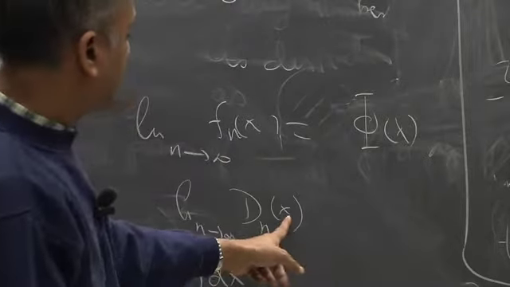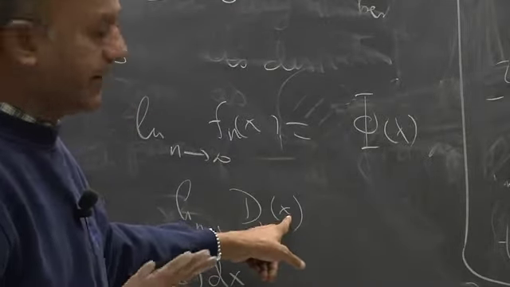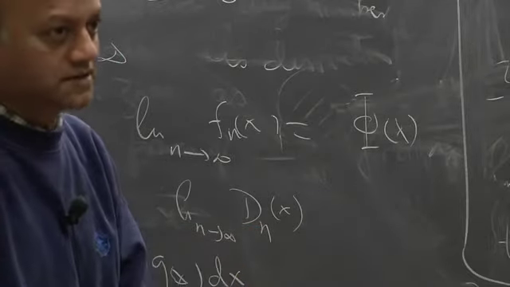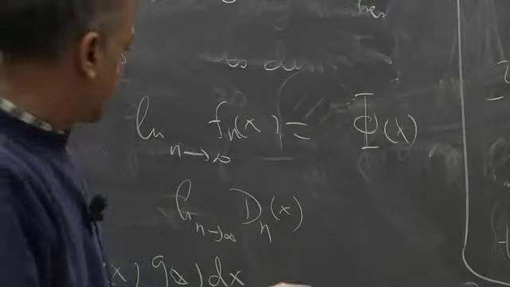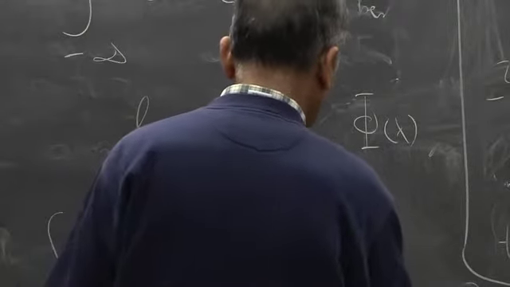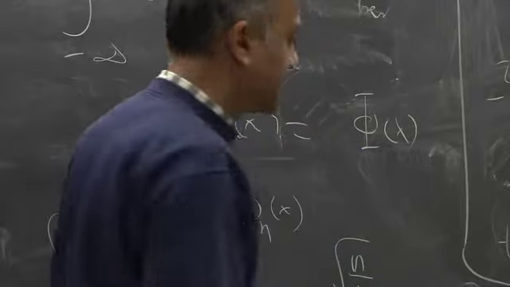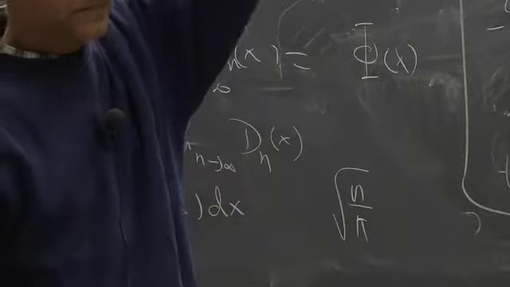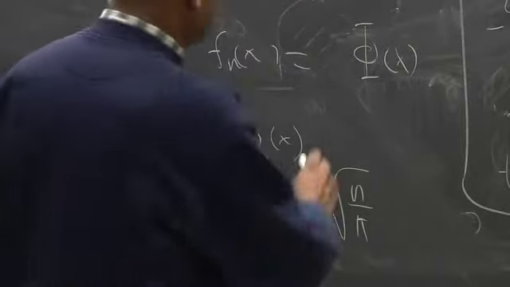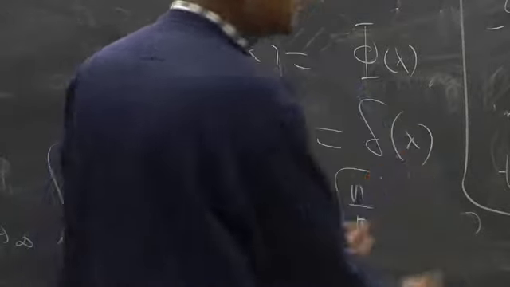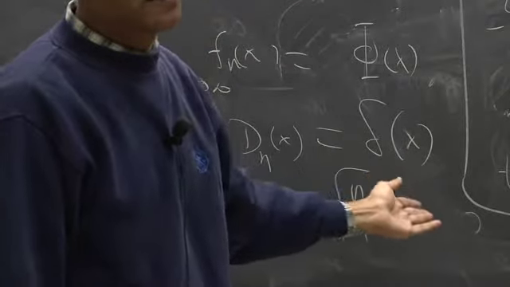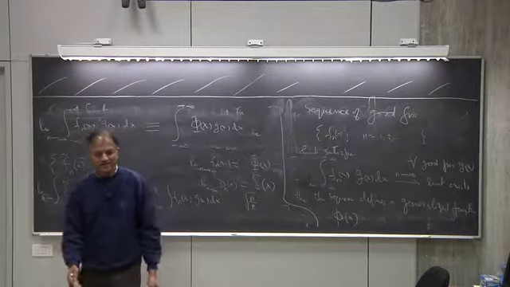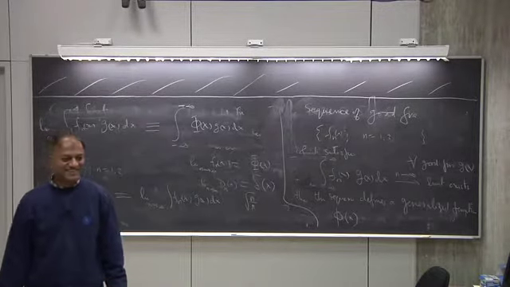Except for x not equal to 0, it had a well-defined meaning. At x not equal to 0, that was going to 0. But at x equal to 0, that limit didn't exist, because at x equal to 0 these were root n by pi. It doesn't converge to anything as n goes to infinity. It just blows up. So we physicists would just say, yes, this limit is the delta function, but mathematicians wouldn't like that very much.